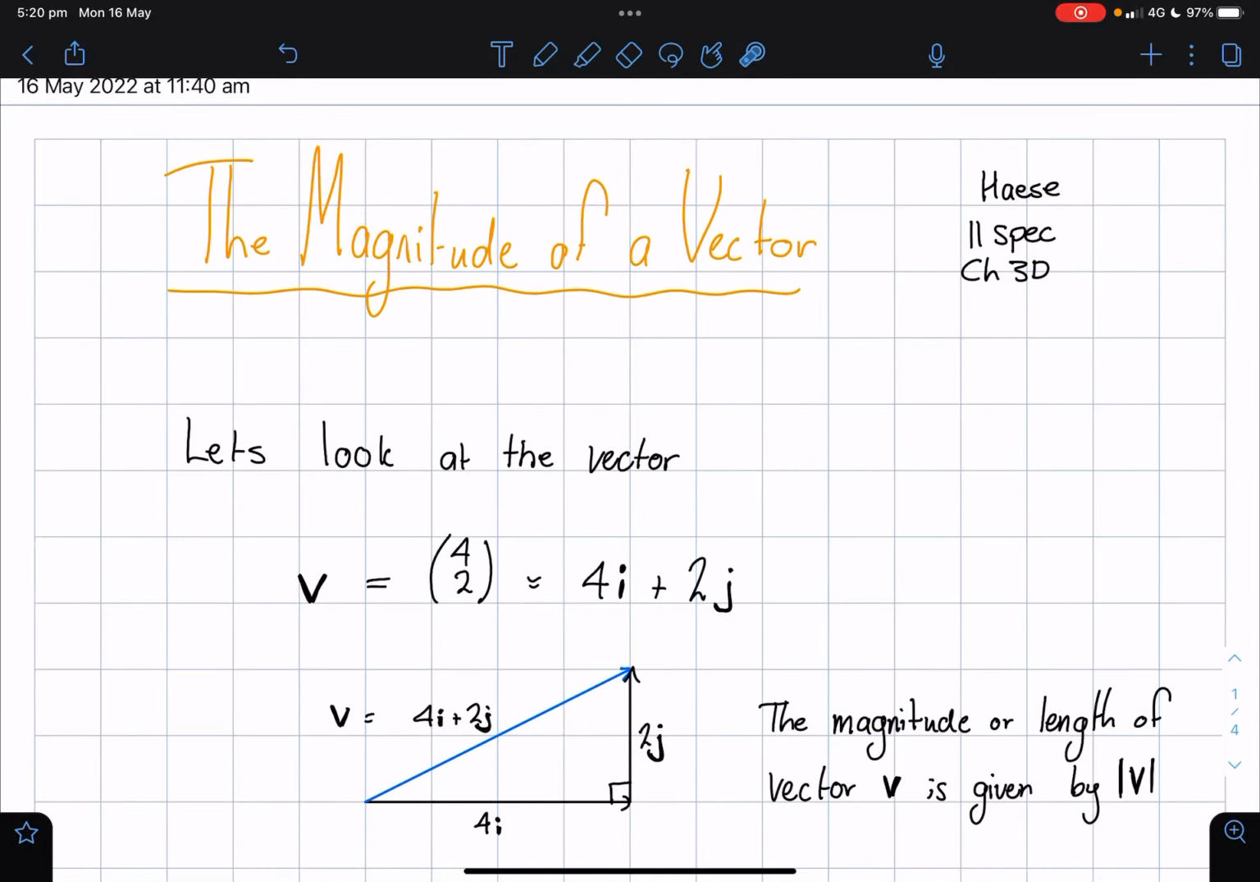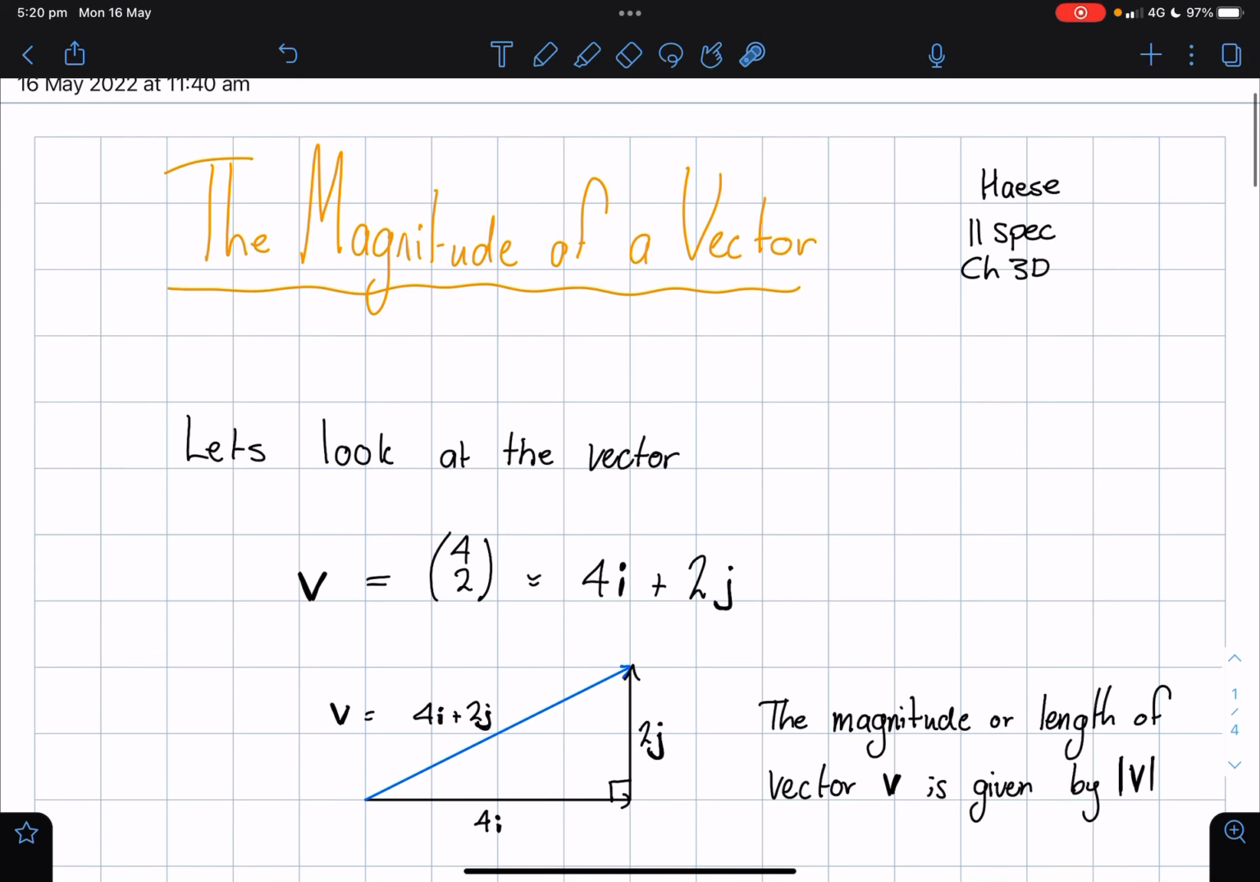G'day team, welcome back to another video, and again we are working with vectors. So today we're introducing a bit of a new idea, and it's the magnitude of a vector.